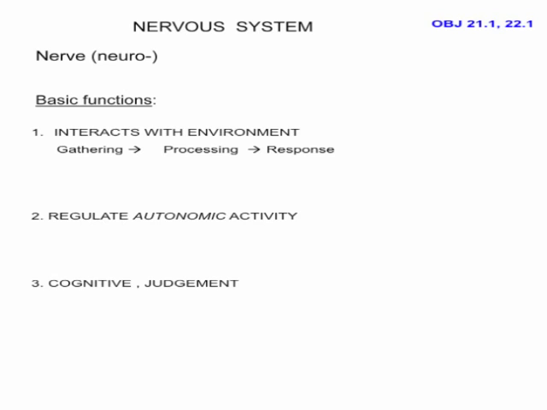The nervous system. Our first term is nerve. Our root term is neuro. The basic functions of the nervous system are: 1, to interact with the environment, gather information, process the information, and respond to that information. 2 is to regulate autonomic activity. 3 is cognitive judgment and reasoning.